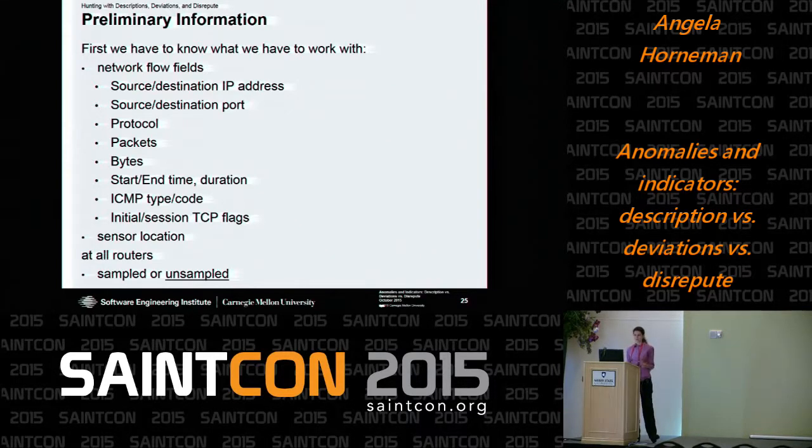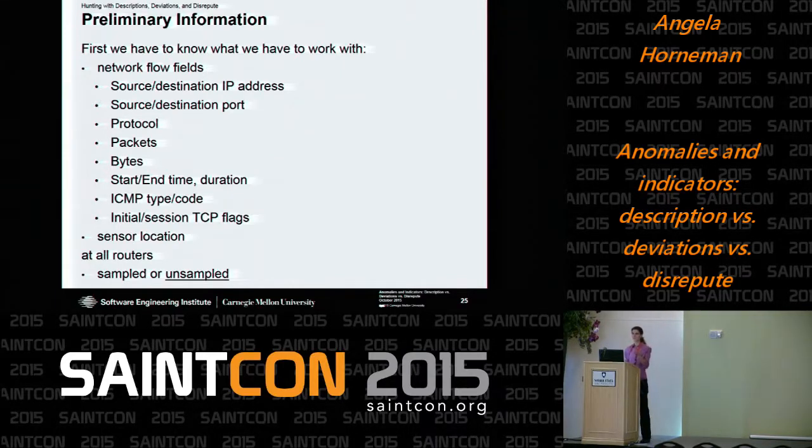Almost all network flow products that I've seen have included at least a source and destination IP address and ports, a protocol indicator, usually a number, the number of packets, the number of bytes, at least the start time, usually the end time or the duration, which you can then use to calculate the missing field. If you have ICMP, they'll include an ICMP type or code. And the TCP flags is very nice, but often not included. But for this discussion, we'll assume that they include the TCP flags, because it makes it a lot easier.